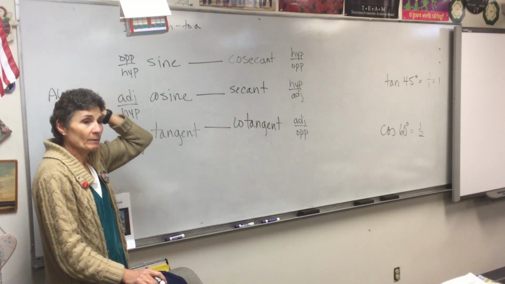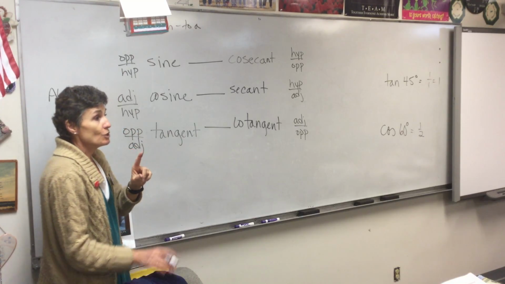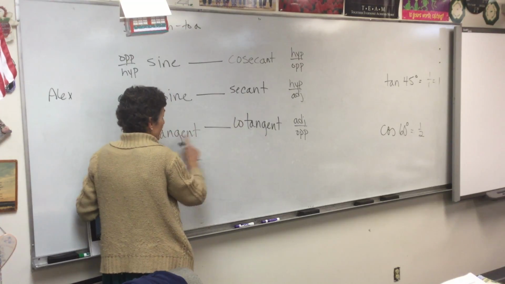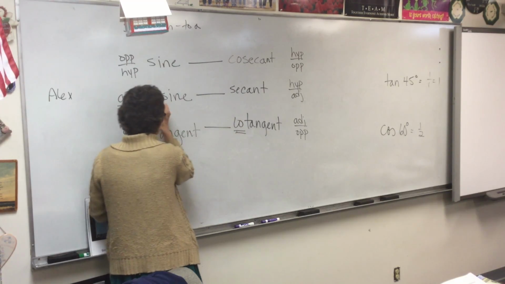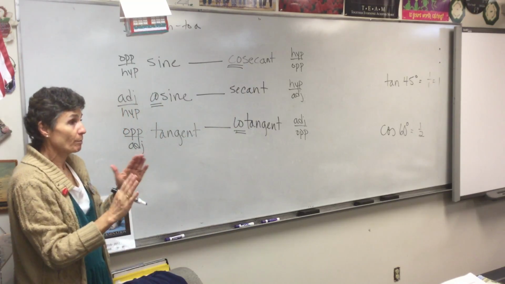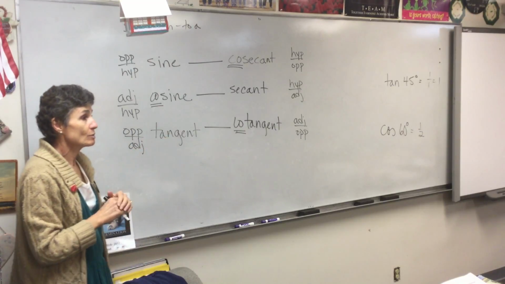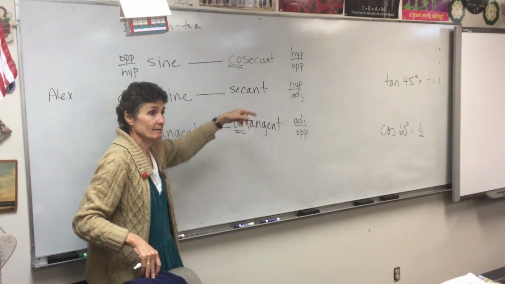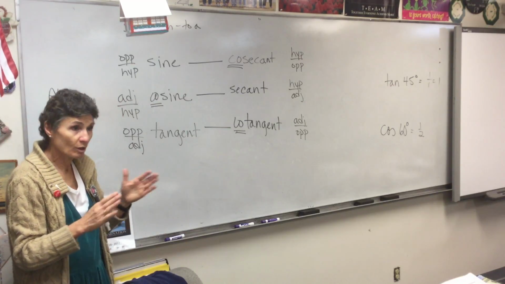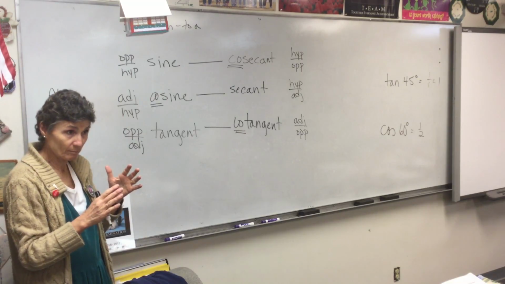Now, you're thinking, oh, I'm going to get this all confused. No, you won't if you're careful. Notice that in each pair, there's exactly one co. The co's are never paired up. So the reciprocal of the cosine has to be the secant, because you can't pair it up with anything else. Co's don't go together. Okay? So hopefully that will help you a little bit.